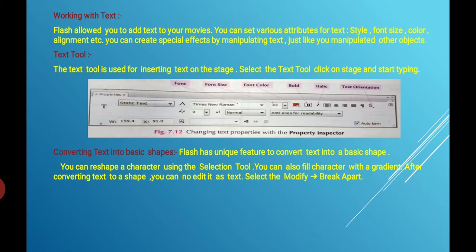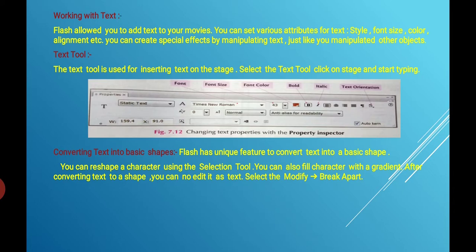Next one is converting text into basic shape. Flash has a unique feature to convert text into basic shape. You can reshape a character using selection tool. You can also fill characters with the gradient. After converting text into a shape, you can no longer edit it as a text.